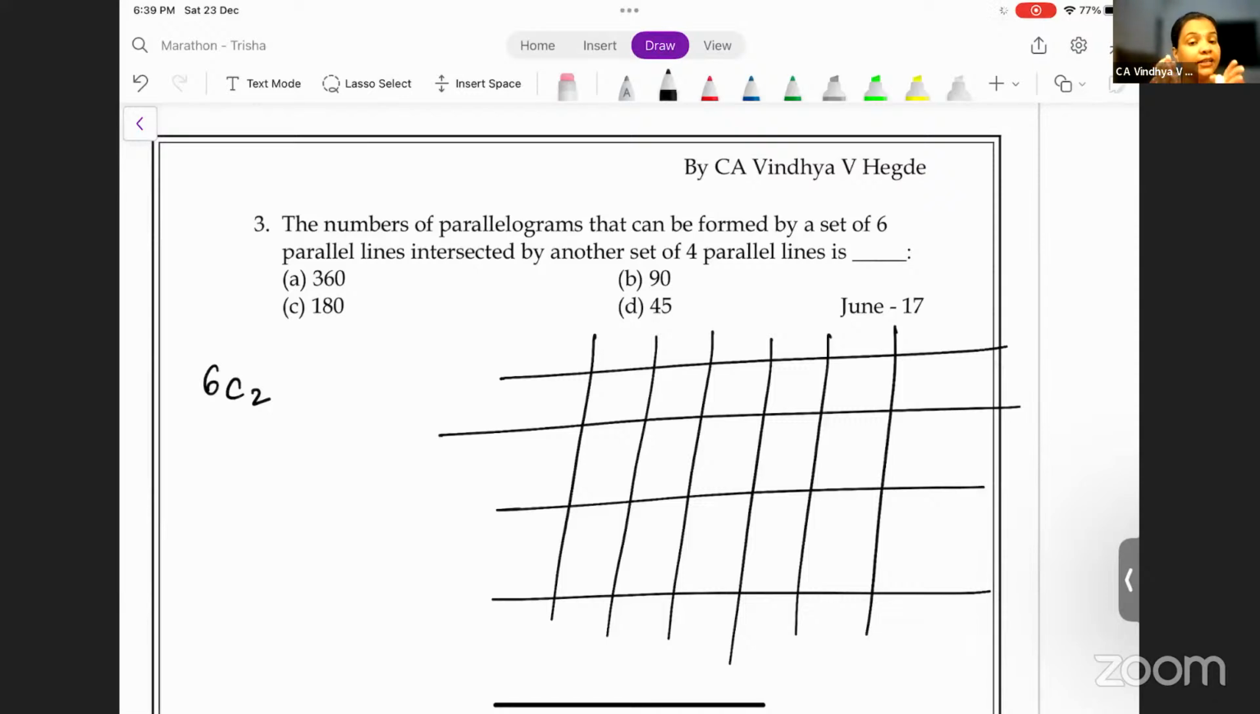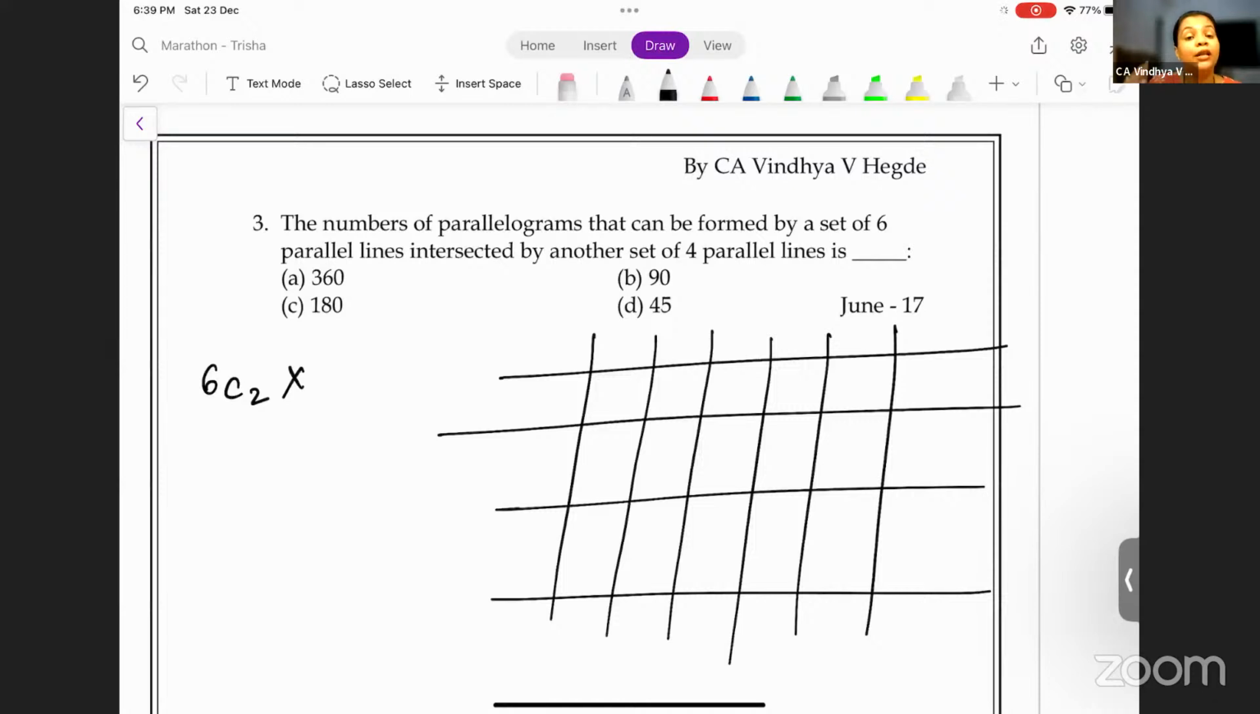Now see here, it is not arrangement, it is selecting. Only selecting. You're selecting the lines, that's all. You're not arranging them. And you will need 2 of the horizontal lines. That is 4C2. Okay. So it is 6C2 into 4C2. 6C2 is 15 and 4C2 is 6. So 15 into 6, that is equal to 90.